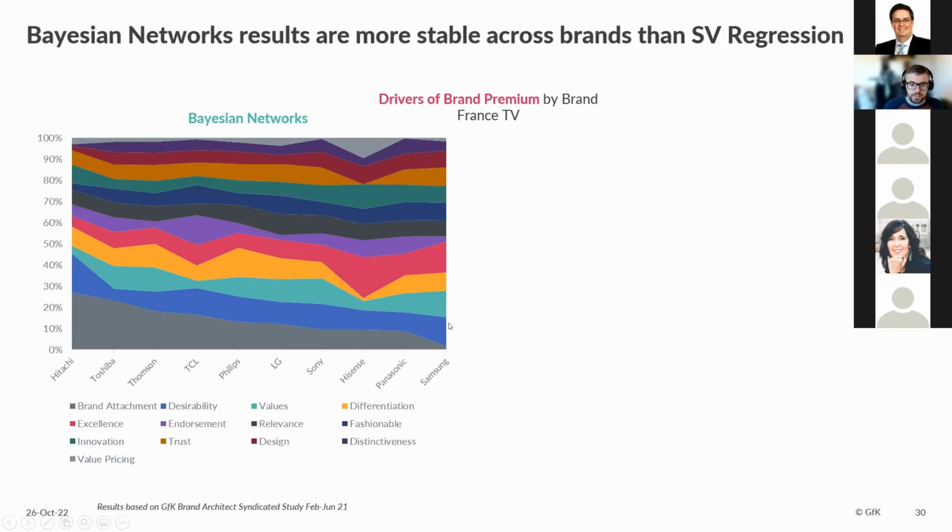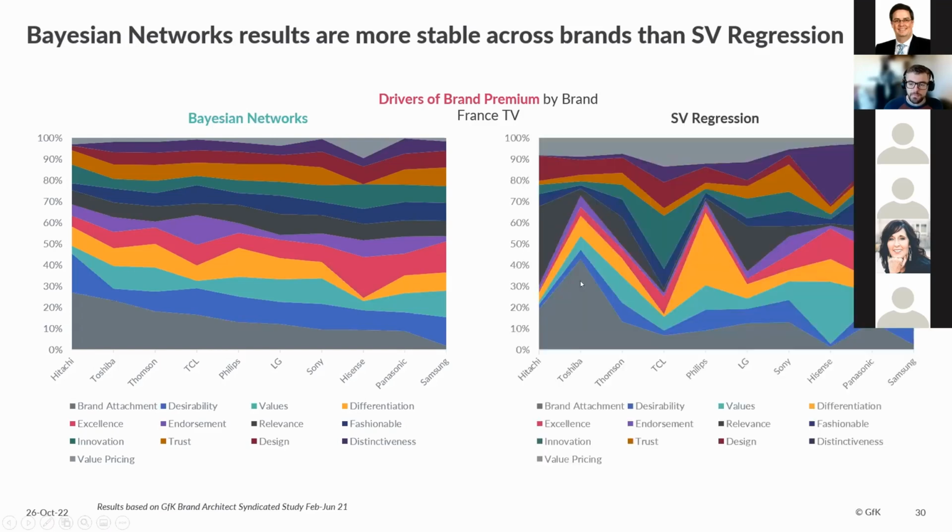And then looking at the drivers of premium, again, for Bayesian networks, it's fairly stable across brands, and we get much larger differences again for Shapley value regression. Now, we cannot say what the ideal level of stability is because we expect to see some differences across the brands. But when you start seeing such large differences across brands, that starts to become quite difficult to explain to a client in a presentation why those importance scores are so wildly different.